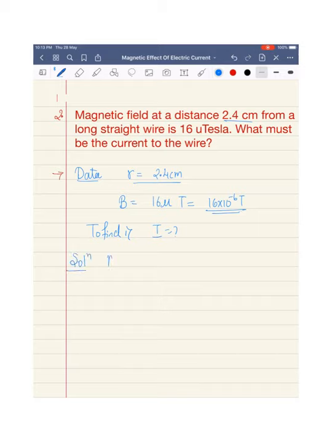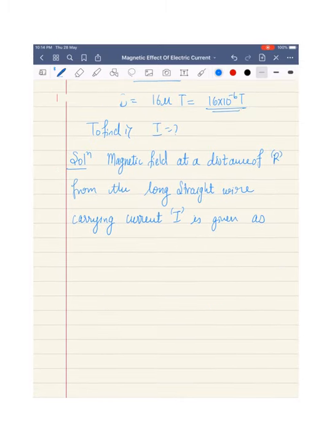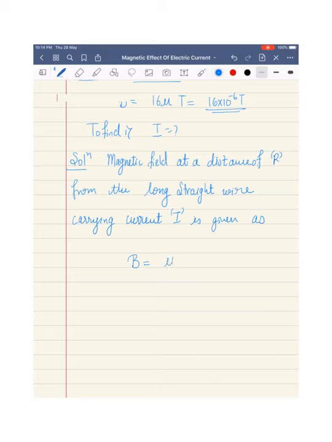So in the solution, magnetic field at a distance of r from the long straight wire carrying current is given by B is equal to mu naught I divided by 2 pi r.